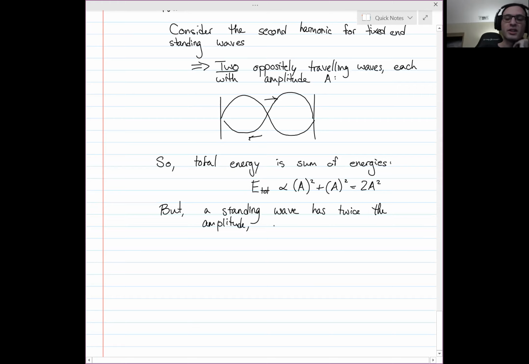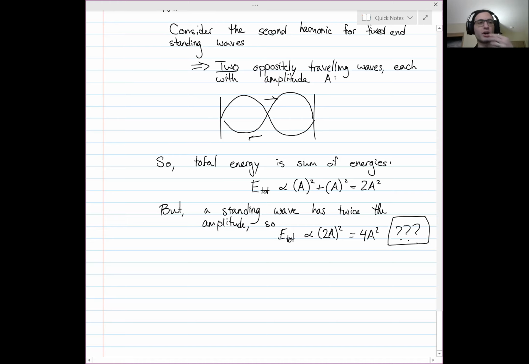So that would indicate that the total energy, which we know is proportional to A squared, should be proportional to 2A quantity squared, which is 4A squared. Now, both cannot be right, right? There's an issue here. Our assumptions are failing somewhere.